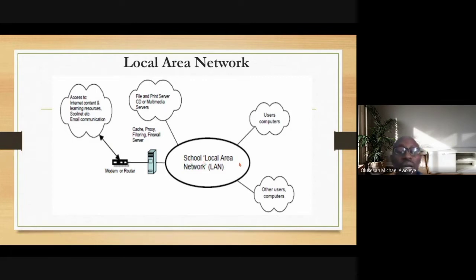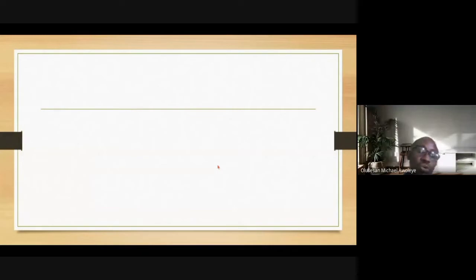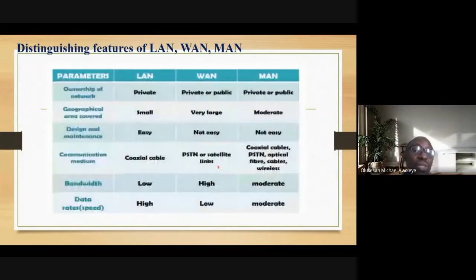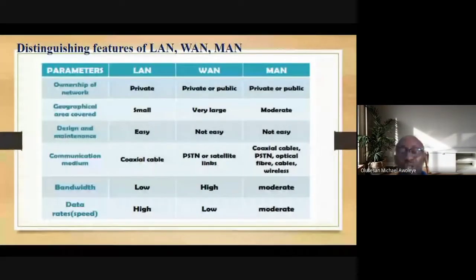In the school local area network, everybody is requesting information here and there, but this is the one that will be responding. We're going to see that as we go on to see other types of networks. So now these are the distinguishing features of LAN, WAN, and MAN. LAN is short for local area network, WAN is short for wide area network, while MAN is short for metropolitan area network.